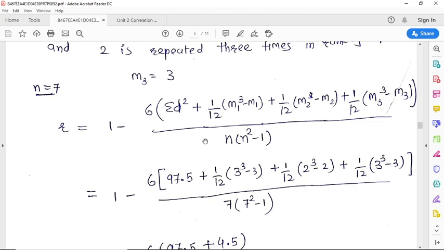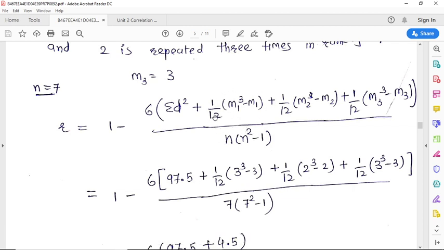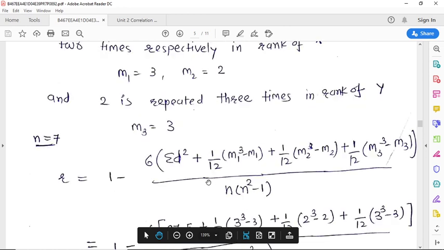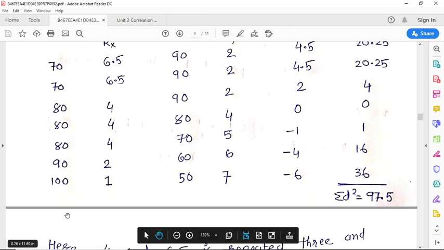Now reflect the data in this formula. That is 97.5 for sigma d square. M1 is 3, so it is 3 cube minus 3. M2 is 2, so it is 2 cube minus 2. And we have M3 is also 3, so it is 3 cube minus 3. Okay, so the number of data we have is 7. The total number of values mentioned in this example is 7. So n is equal to 7.